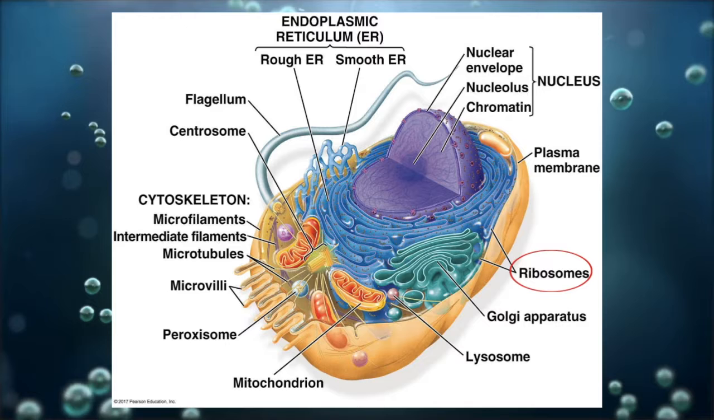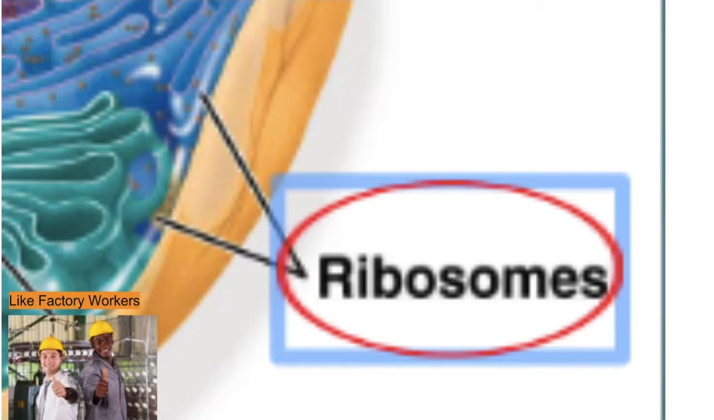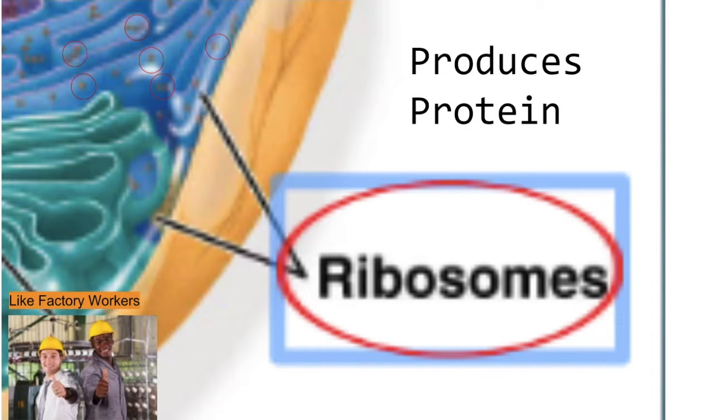Now, to see ribosomes, let's first zoom in on that photo. Do not be mistaken, ribosomes are not that blue thing you see on that diagram. You know those red dots? Those tiny red dots you see? Yeah, those are ribosomes. And their function is pretty straightforward. They are simply responsible for producing protein. Think of them as factory workers.